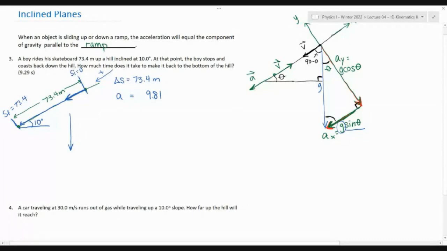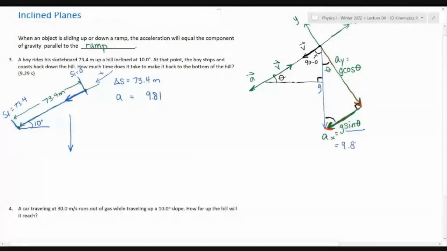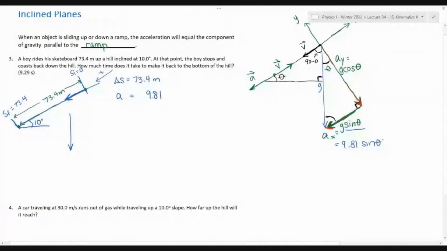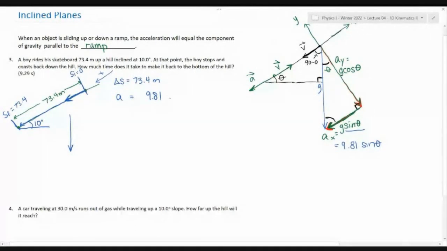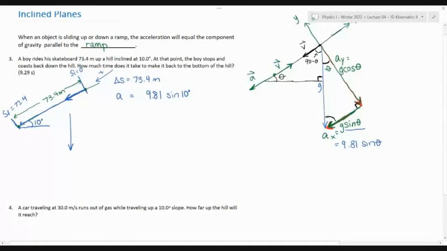So let's do that one again. The acceleration, the component of it that's parallel to the ramp, which we called AX, it should equal, good, g sine theta, and g is 9.81. So it's equal to 9.81 sine of our angle, 10 degrees. Okay, and then you need to decide, is it positive or negative? So we just said that down the ramp is positive. So if it's positive going down, then this acceleration would be positive.